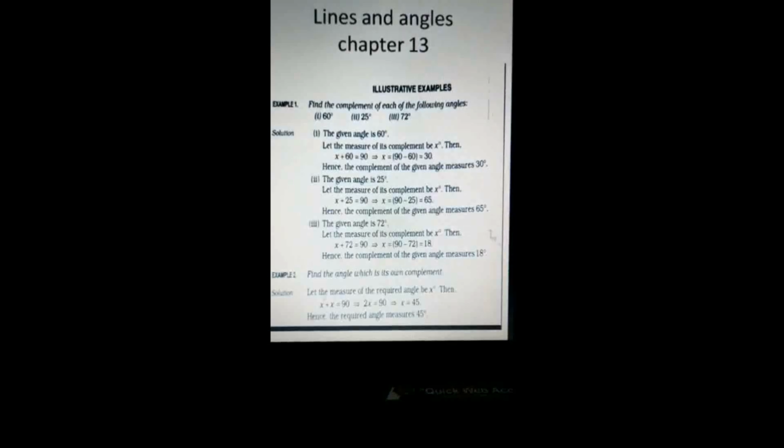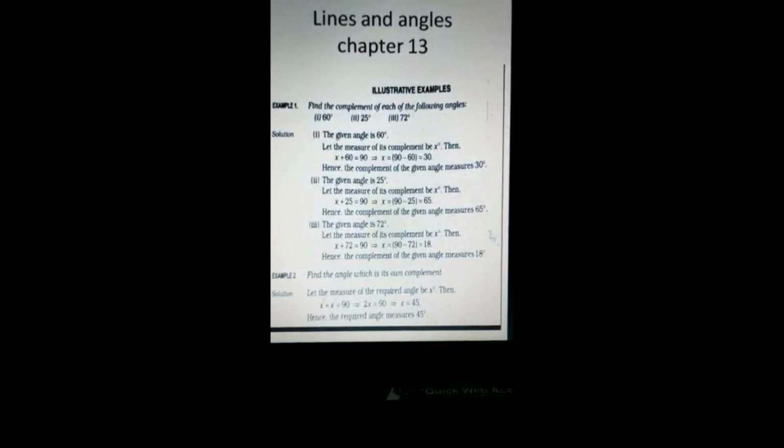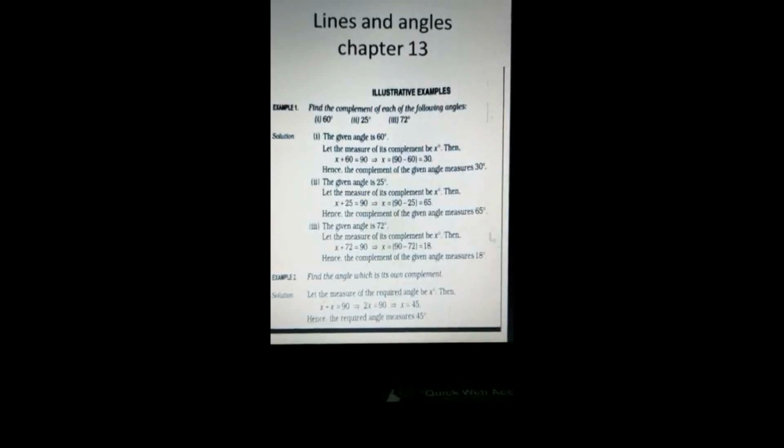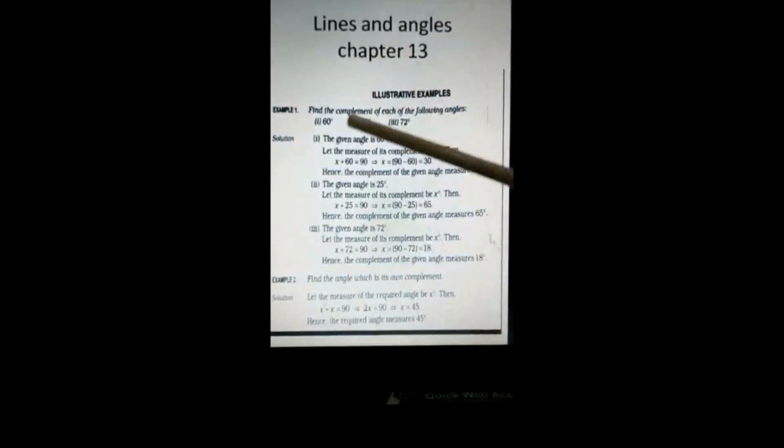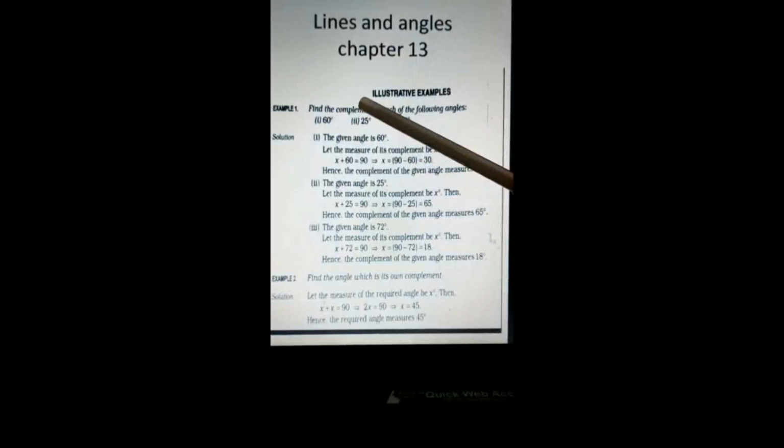Just see example number 1. Find the complement of each of the following angles. Okay, do you remember the complementary angles? When the sum of the measure of two angles is 90 degree, they are called complementary angles. Here, one of the angles is given, that is 60 degree. We want to find the complement so that when 60 degree added to that is equal to 90 degree.